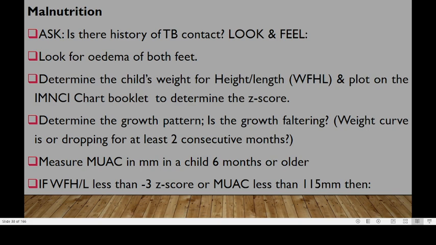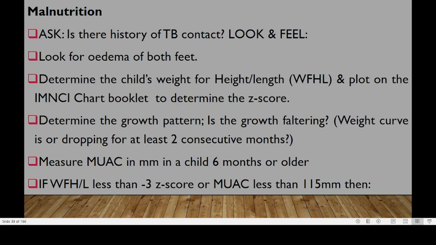In fact, in many quarters, it's referred to as the wasting disease. You also need to look for edema of both feet and determine the child's weight for height or length, and plot it on the IMCI chart booklet to determine the Z score. Determine the growth pattern. Is the growth pattern flat, faltering? Is the weight curve dropping for at least 2 consecutive months?